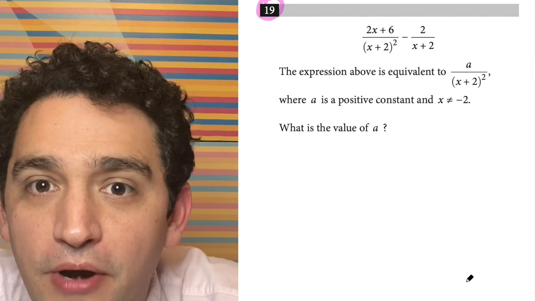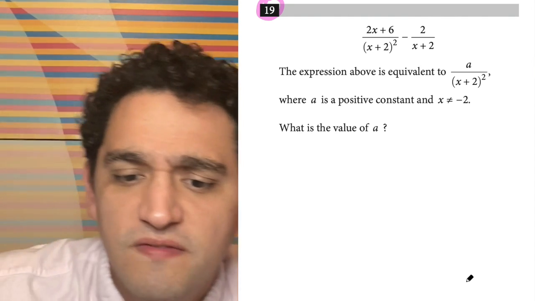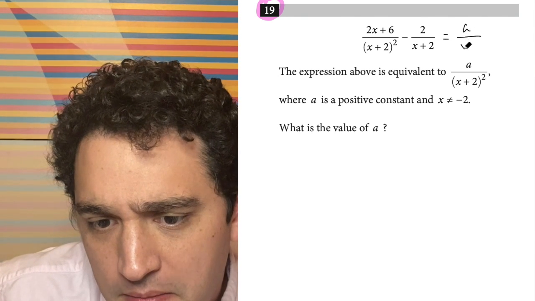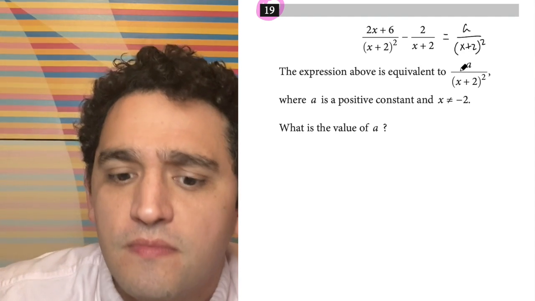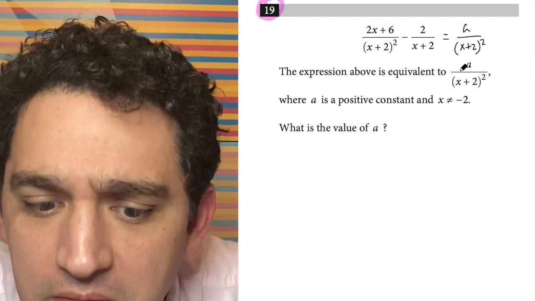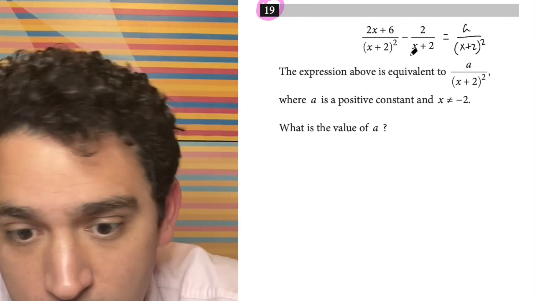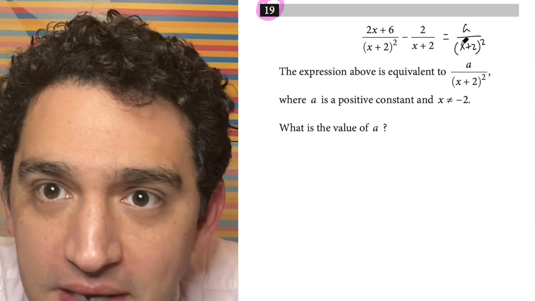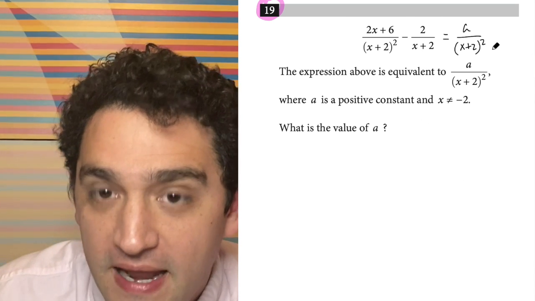We now look at number 19. And it says this expression here is equivalent to a over x plus 2 squared. It's important to write that down. What is the value of a? Well, it's a constant, so we can't plug in for that. But we can notice that this subtraction can happen as long as there is a common denominator. Make it x plus 2 squared.